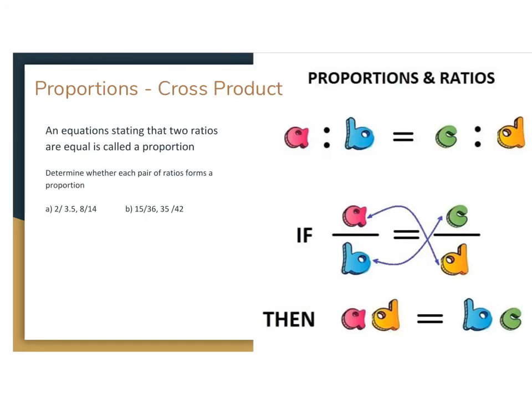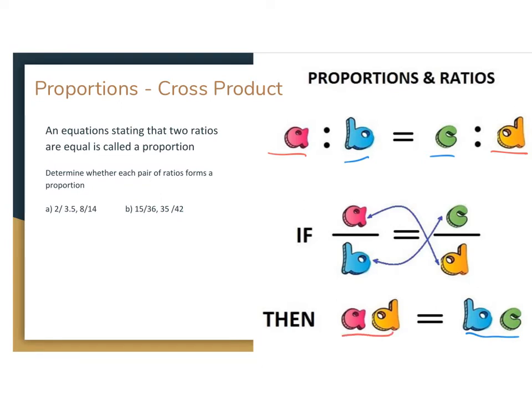Next, I did want to talk about the cross product. As this illustration shows, if we multiply by D on both sides, we can cancel out D on this side, and then we multiply both sides by B. We can cross out B on this side, and we end up with this equation, AD equals BC. Remember, the outside two are our extremes, and the inside two terms are our means. So we have our means and our extremes.